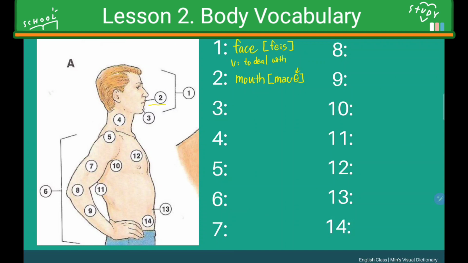And next, we have this part right here, our chin. The pronunciation for this one is like that. So it's chin, short. Chin usually refers to the tip of our jawbone. So, tip of the jawbone.